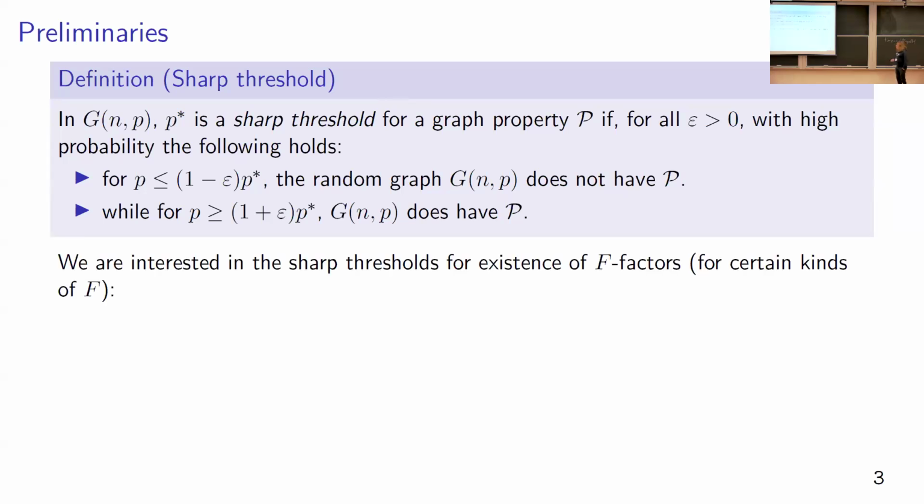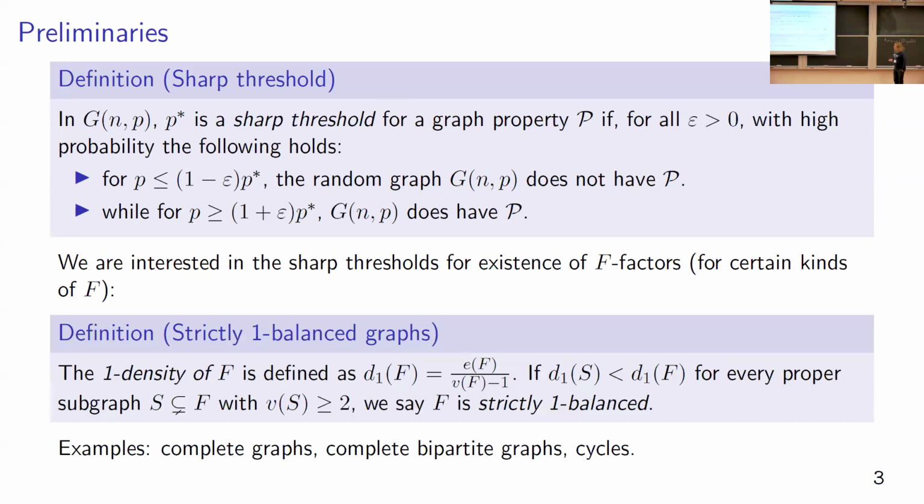Okay. And well, now you might have guessed that what we want to do is we want to determine the sharp threshold for the existence of F-factors in G(n,p). Not for arbitrary F, that would be a bit of a tall order. So we restrict ourselves to strictly 1-balanced graphs, where you have this notion of the 1-density of a graph. So you take your F, you look at the number of edges in F, and you divide it by the number of vertices minus 1. The minus 1 makes a lot of these things more elegant.